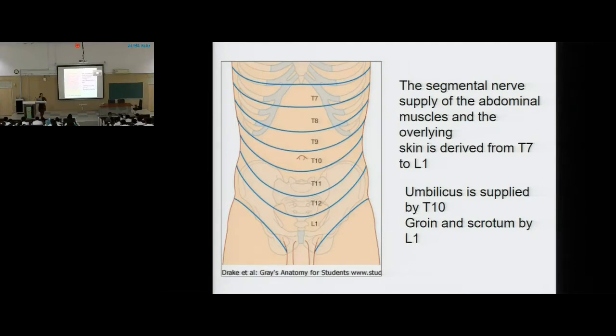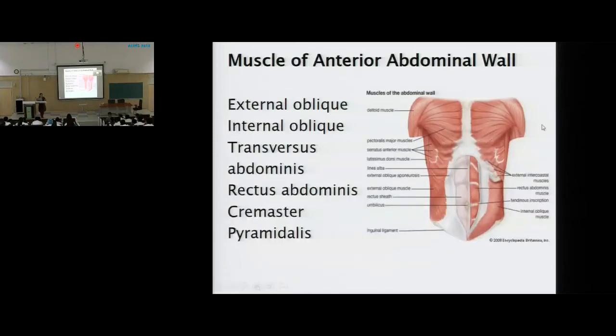Scar will not be excessive, so there will be good approximation. Okay? So that's why we say if an incision is to be given, it has to be given parallel to these lines. Clear? Then the muscles of the anterior abdominal wall. You all know the outermost is the external oblique muscle. The outside is external, then internal, then transversus abdominis, then rectus abdominis, cremaster and pyramidalis. If I ask you to enumerate the muscles of the anterior abdominal wall, you should be naming all these.